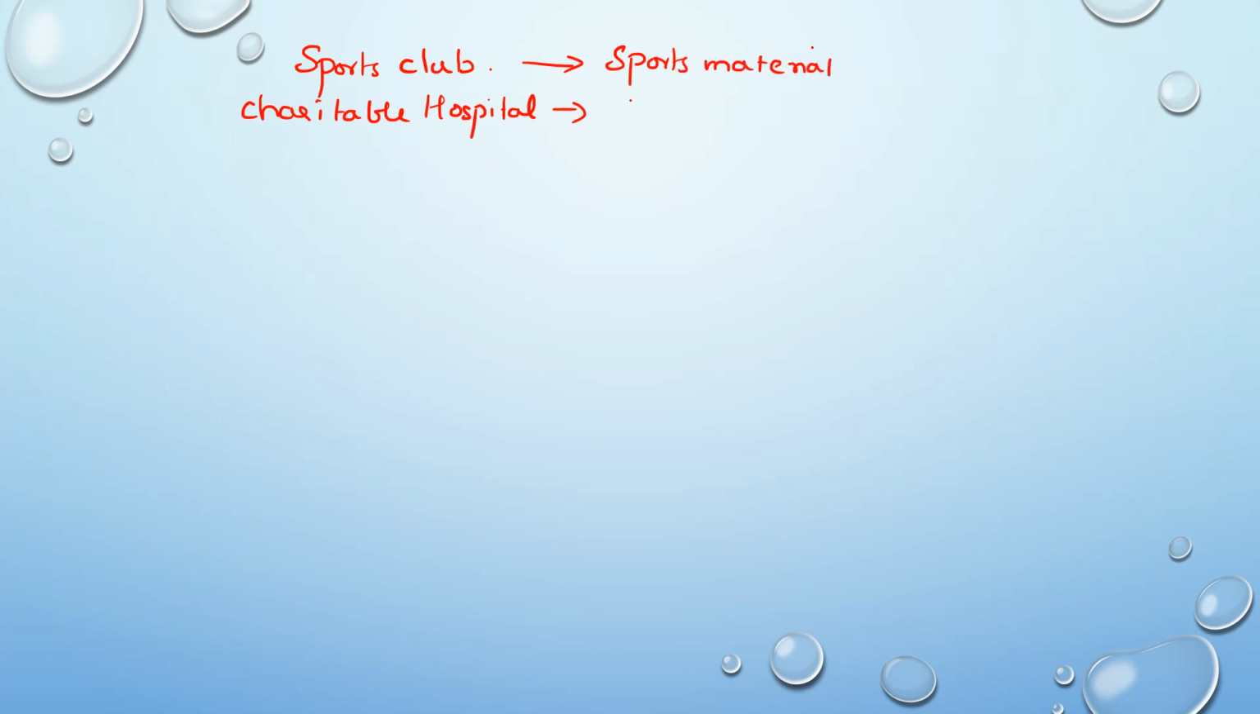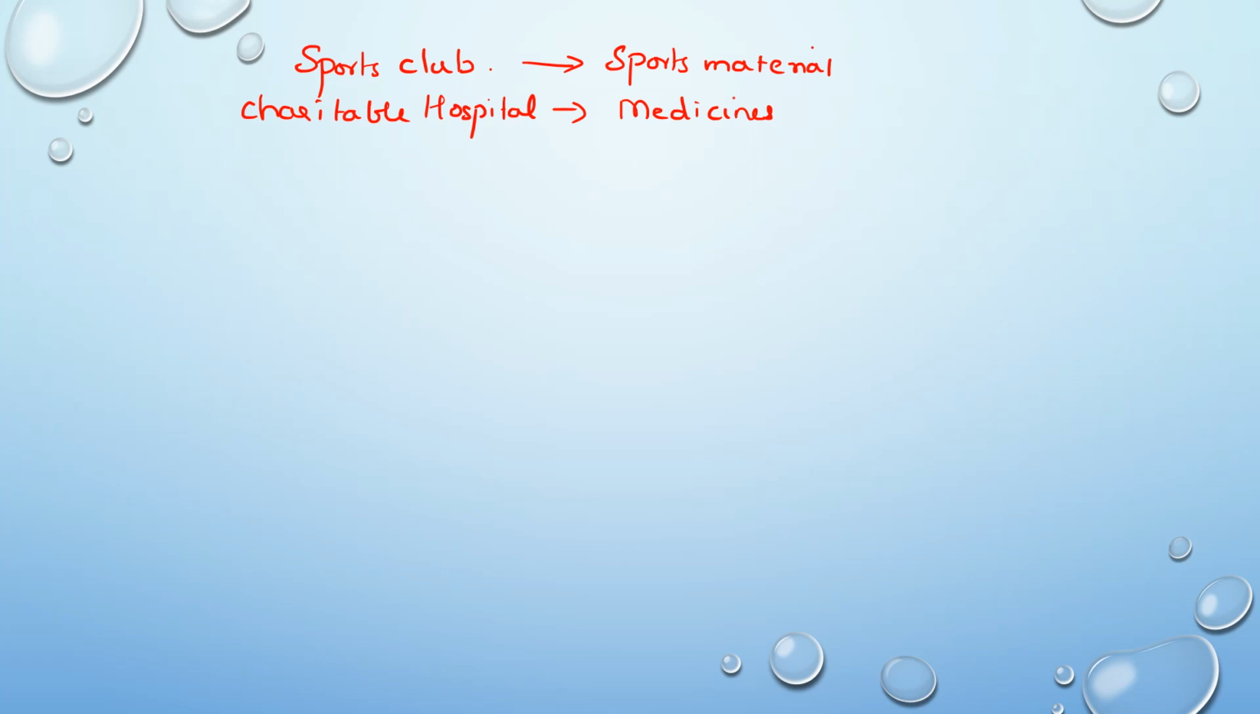Now there are different types of organizations which are formed as a not-for-profit organization, like a sports club or a charitable hospital. These types of organizations do have certain items that are consumed by them. Like sports clubs have sports material that is used in the club. Charitable hospitals have medicines which are purchased and consumed.